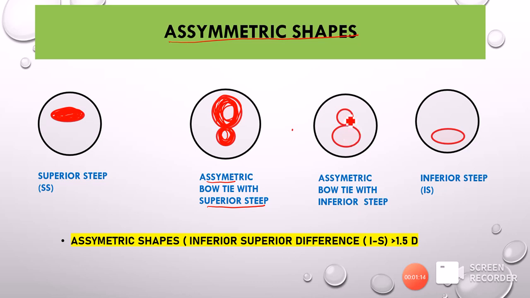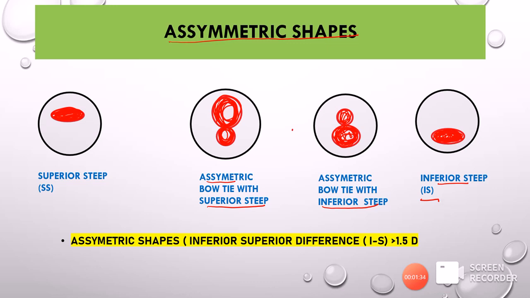Just look at this. Here also there are reddish zones, but the inferior quadrant has the greater area, and therefore that is the inferior steep quadrant. Similarly, you can have a cone, or you can have this reddish steepening area on the axial map just on the inferior quadrant, which is called inferior steep, right?